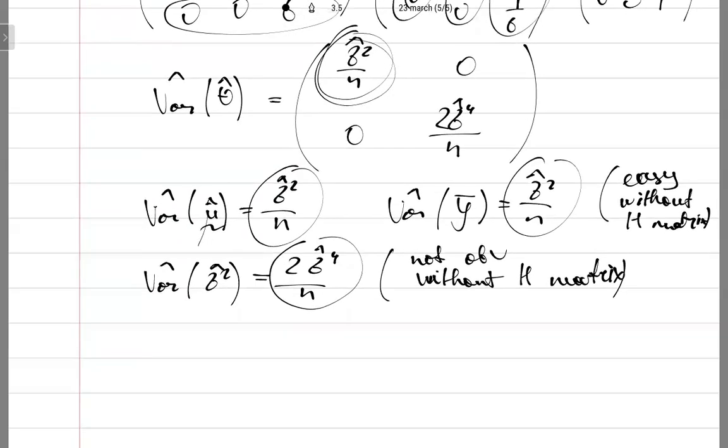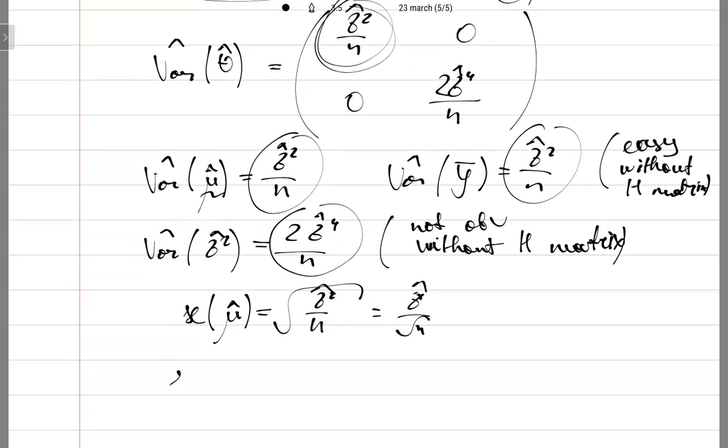Okay, and now the standard error of mu hat is just the square root of the variance, it's sigma hat over square root of n, and the standard error of sigma squared is the square root of that guy. It will be sigma squared times square root of 2 over n.